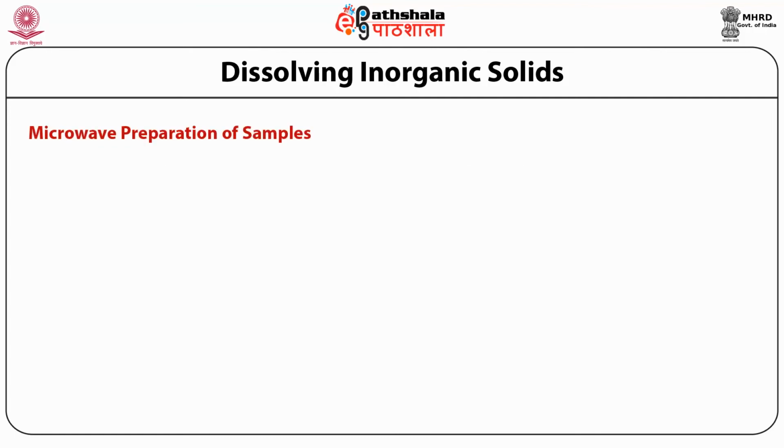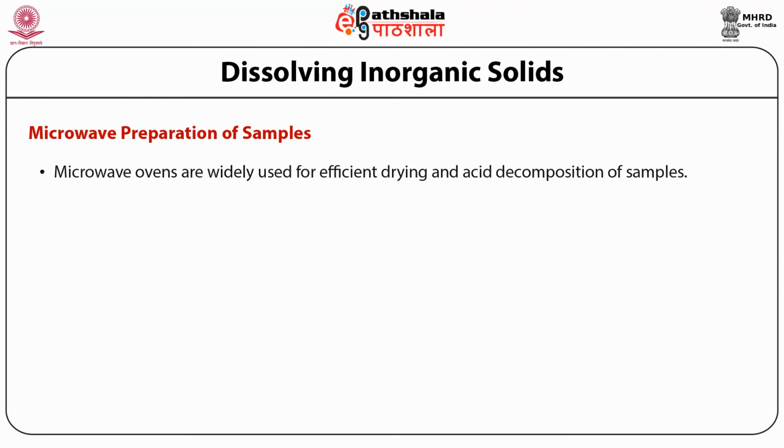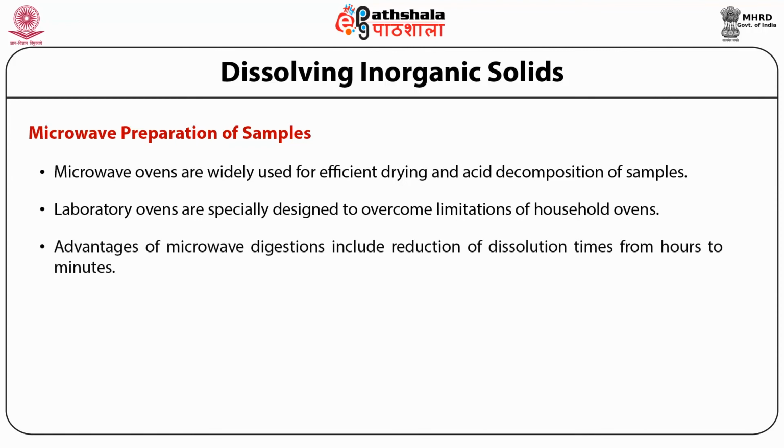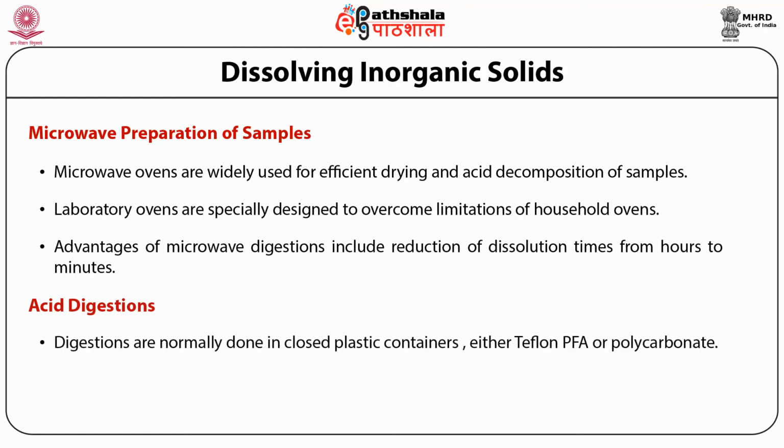The next is microwave preparation of samples. Microwave ovens are now widely used for rapid and efficient drying and acid decomposition of samples. Laboratory ovens are specially designed to overcome limitations of household ovens. Advantages of microwave digestion include reduction of dissolution time from hours to minutes. Now the next is acid digestion. The digestions are normally done in closed plastic containers, either Teflon, PFA or polycarbonate. This is to avoid acid fumes in the oven.